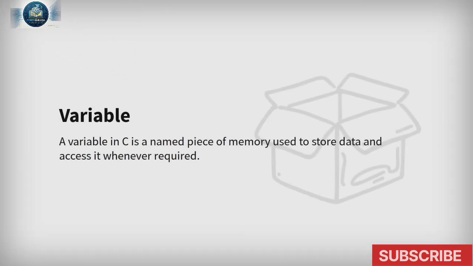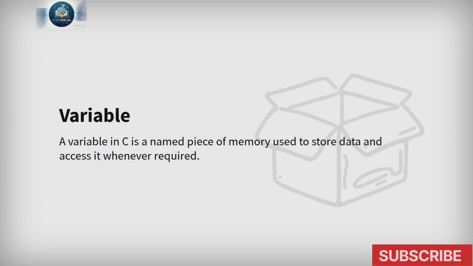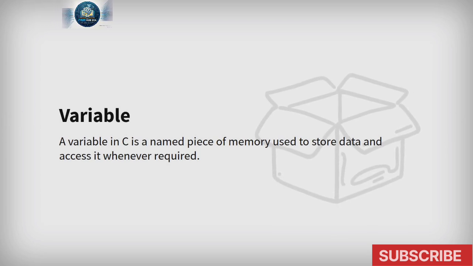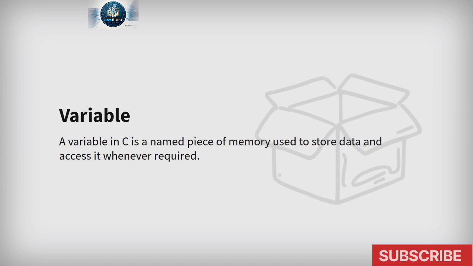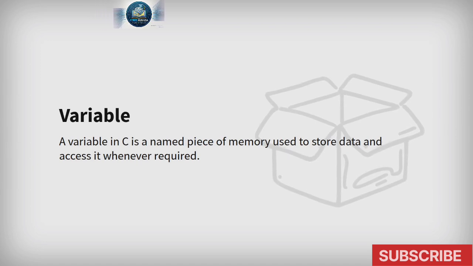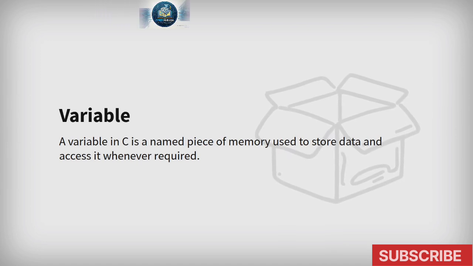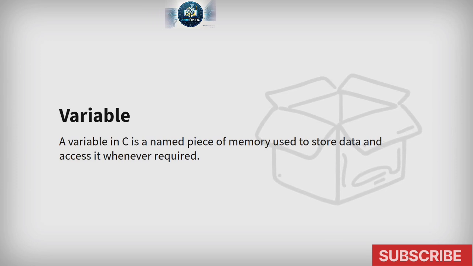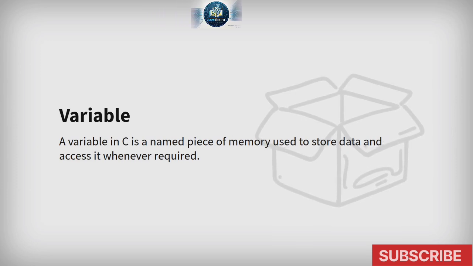In C, a variable is a named piece of memory used to store data and access it whenever required. This concept is fundamental because it allows programmers to work with data without memorizing exact memory addresses. By naming memory locations, we make our code readable and manageable.